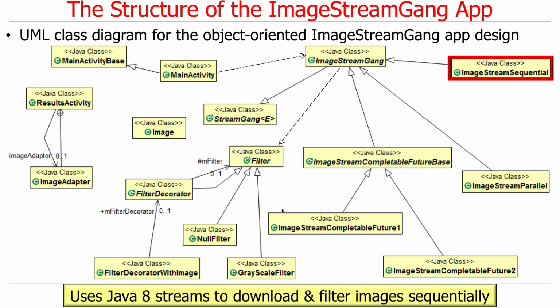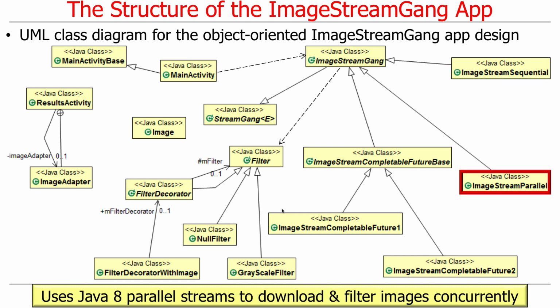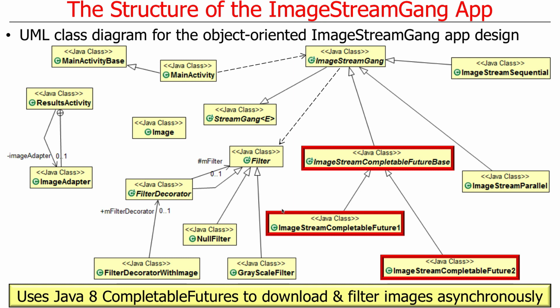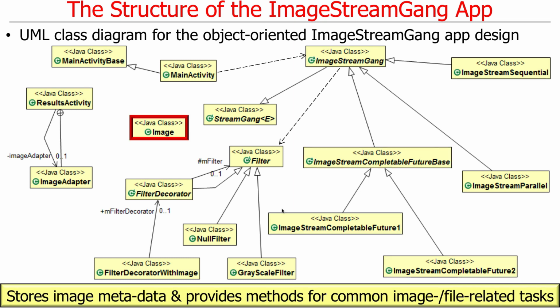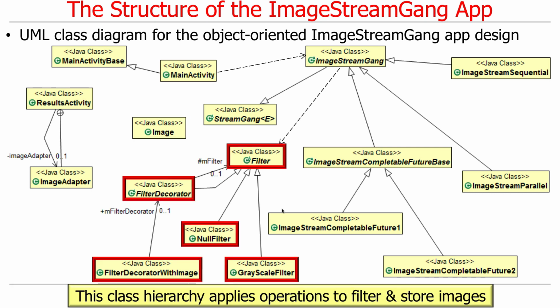The sequential version just does it as a sequential stream. The ImageStream parallel does it as a parallel stream. And then we have a couple of different asynchronous models using completable futures, which we'll look at later. There's also an image class that's used to encapsulate image processing operations, things related to storing images in files and doing various image operations. And then there's a filter hierarchy. I probably should have called this transform as opposed to filter to avoid confusion with Java 8 Stream's filter intermediate operations. But you can see we have this thing called a filter, and then we have different types of filter: null filter, grayscale filter. You could have emboss filter, red eye removal filter, blur filter, whatever filters you want to have.